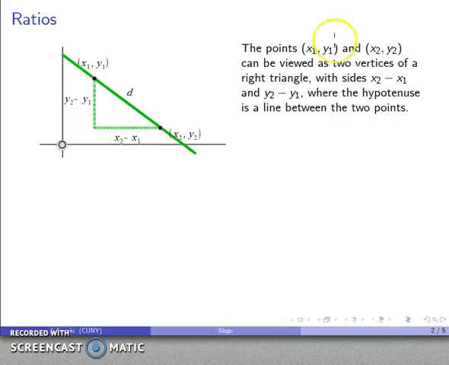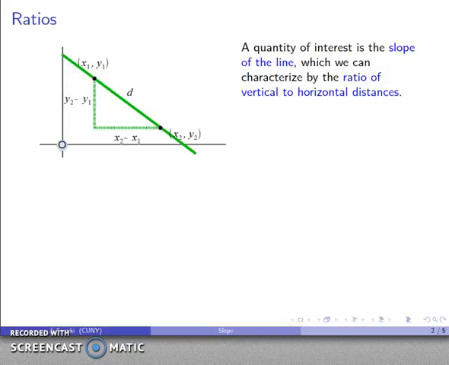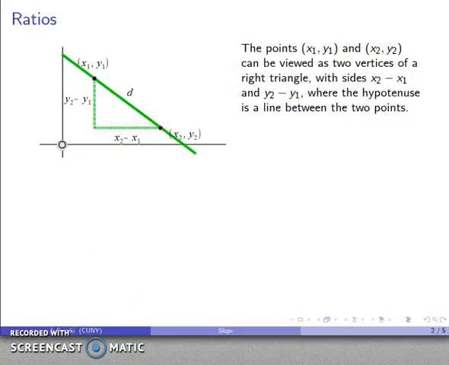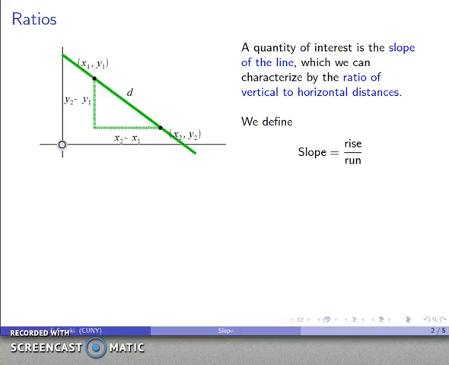Now, the hypotenuse itself, I can view the hypotenuse as actually being part of a line that runs between those 2 points. So I have the hypotenuse, but it's really a line segment. And the hypotenuse itself, the line itself, well, I can talk about the slope of the line. And this is another quantity of interest. And I can characterize this slope by the ratio of the vertical distance to the horizontal distance. And so that's the basic definition of slope.